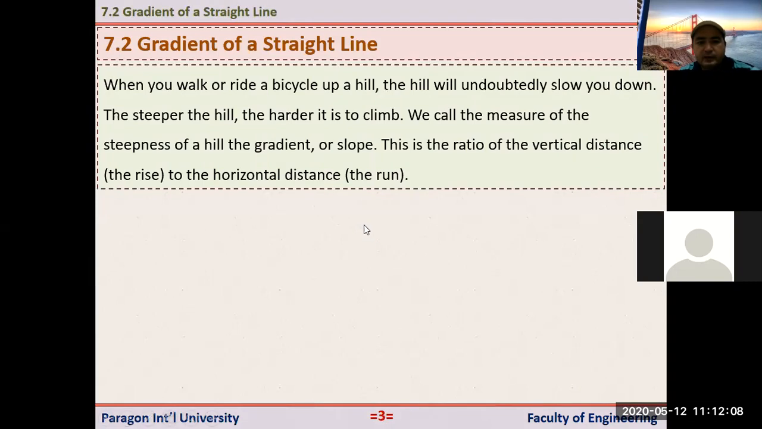All right, gradient of a straight line, another important concept, very important, but maybe now we are not going to learn in detail because it's applied a lot in physics and math and a lot of stuff. But here we are just going to learn some basic idea about this.